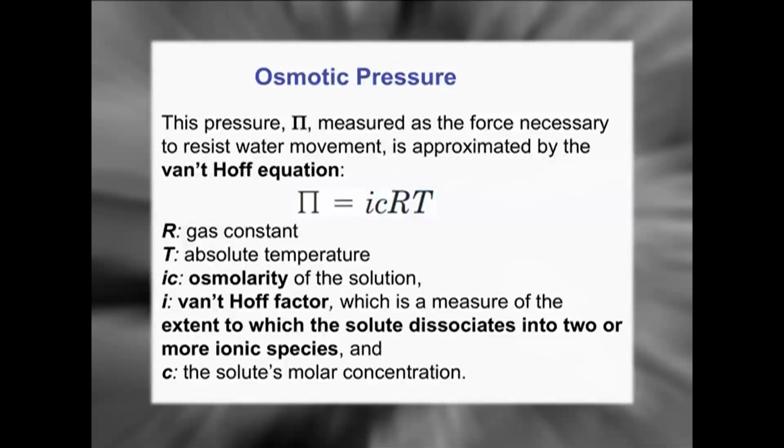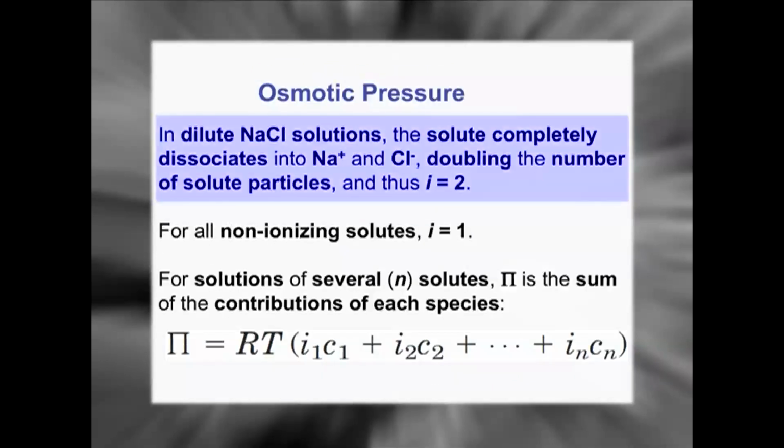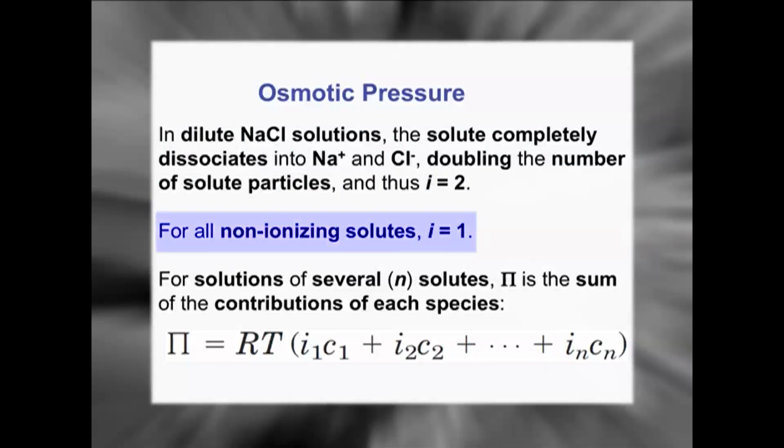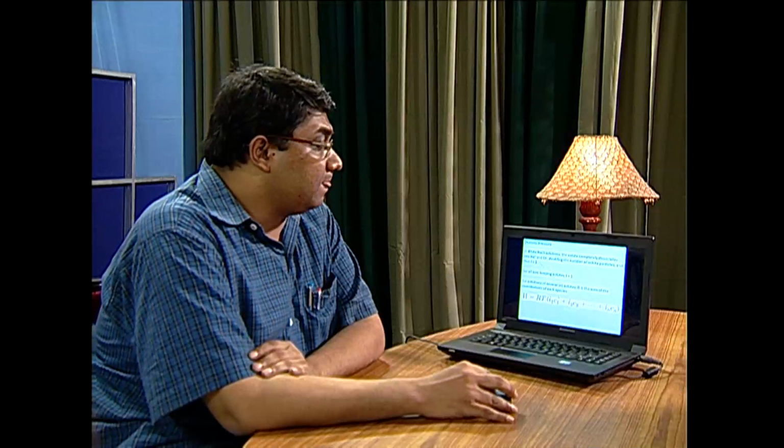Now a strong electrolyte like sodium chloride in a dilute solution dissociates completely into two particles, that is two ions here, Na+ and Cl-. Effectively i here will be 2. On the other hand, for a non-ionizing solute like, say, glucose, which will never dissociate, i will always be considered as 1.